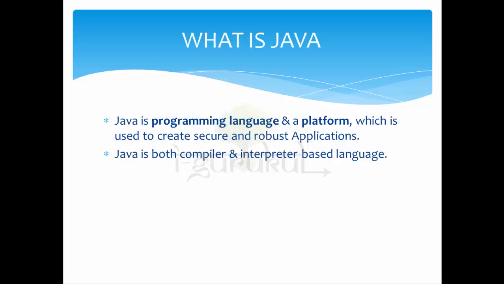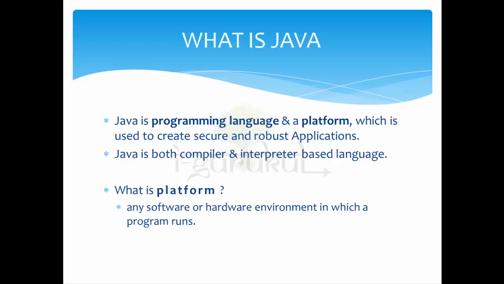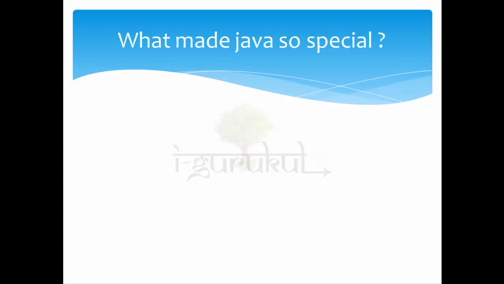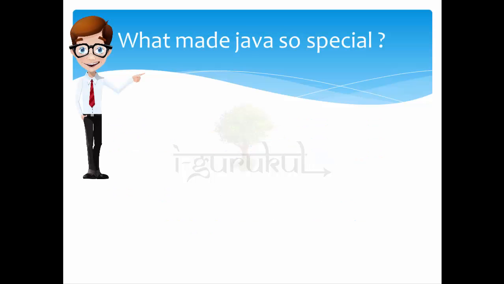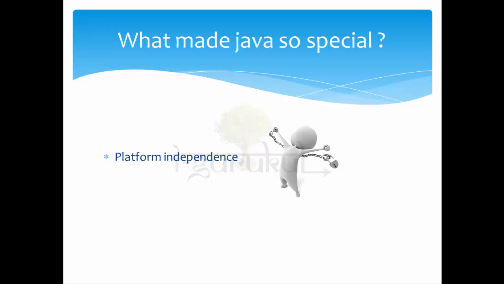So now we know that Java is a programming language. But what is a platform? Any software or hardware environment in which a program runs is called a platform. So our next important question is, what made Java so special? The very first thing that made Java so special is its platform independence. And the other important thing is its object-oriented approach. So let's have a look at both of these.